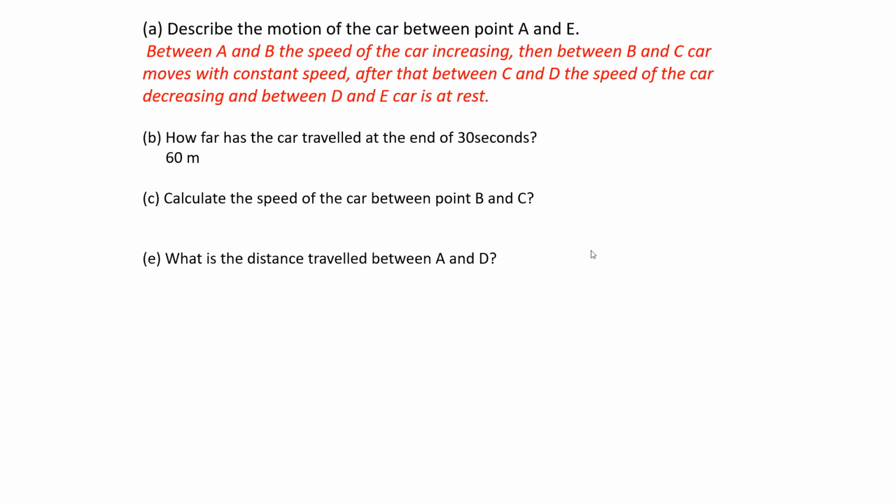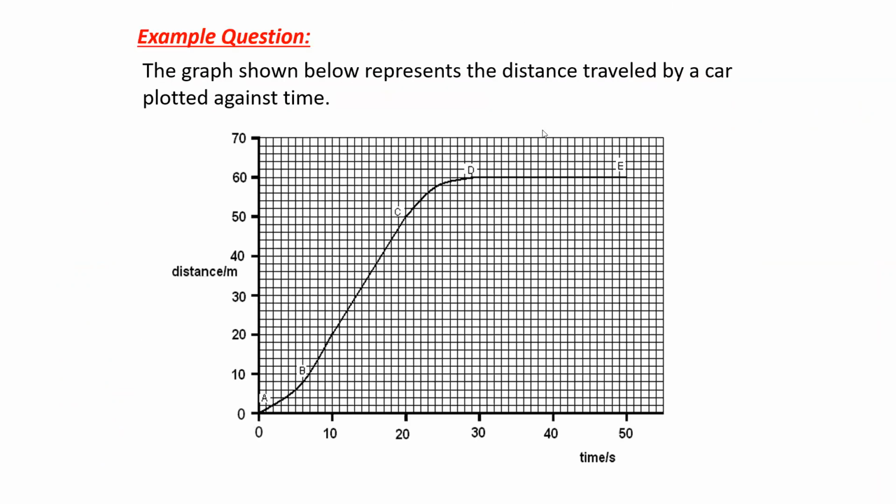Then we got the speed from B to C, coming out as 2.85 or 2.86 meter per second. Then what is the distance traveled from A to D? Using the graph, what is the distance traveled from A to D? This is point A, the starting point, and this is point D. What's the distance traveled by this object from A to D?